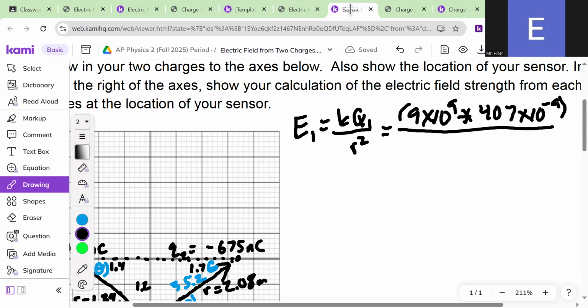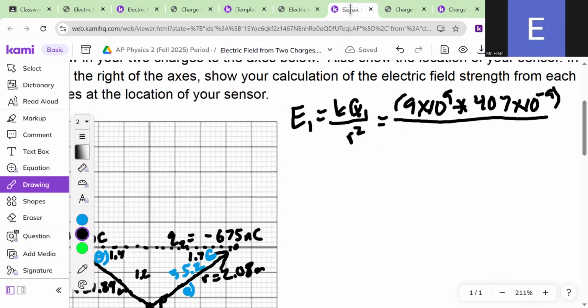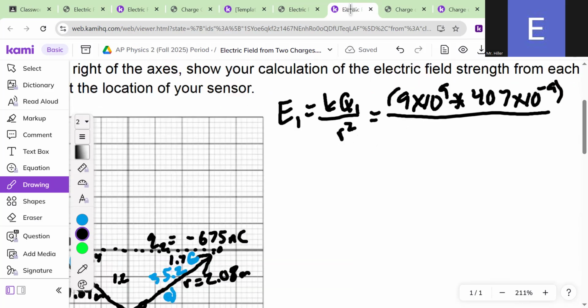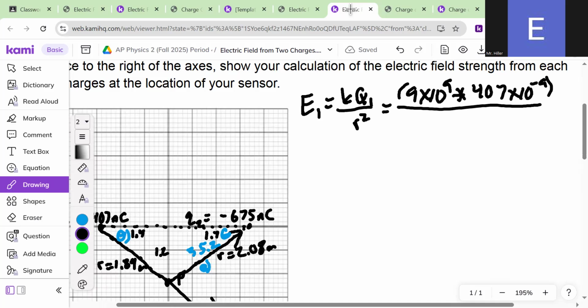All right, divided by R squared, which is 1 point plus 1.2 squared. I think it's 1.84. Let me see. Yeah, 1.84 quantity squared. So that's going to give us E1.